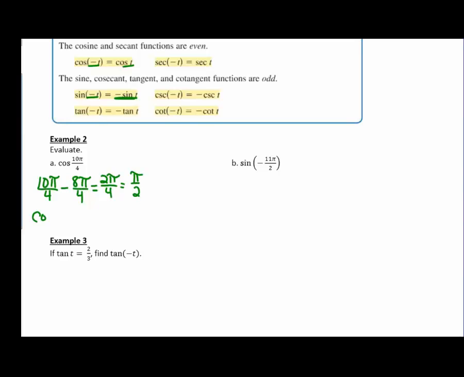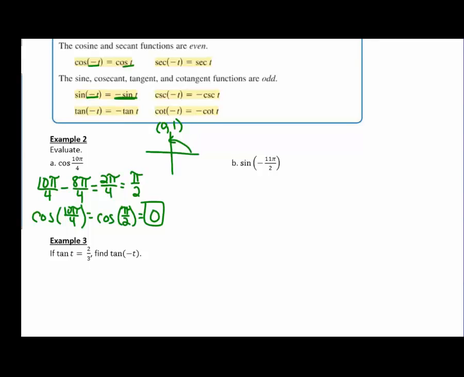So that means that the cosine of 10 pi over 4 is the same thing as the cosine of pi over 2. And if we look at our unit circle, we can see that if we draw that angle, that's just the 90-degree angle, pi over 2. And so that point on the unit circle is going to be the point (0, 1). And since it's cosine, we want the x value. And so that is the cosine of 10 pi over 4.